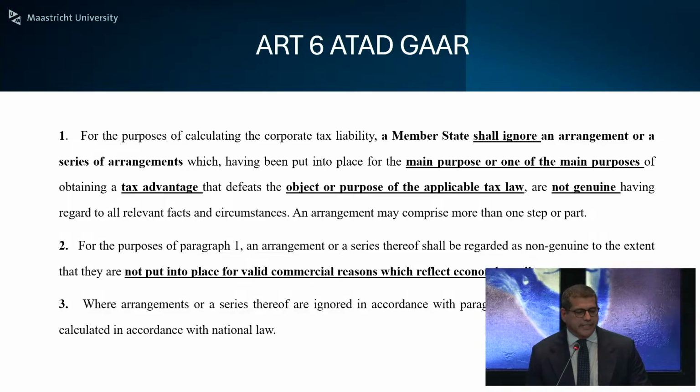Paragraph 2 gives content to the artificiality test that in paragraph 1 is defined as a non-genuine test, which provides as a characteristic for an arrangement to be considered as non-genuine the fact that it must be put in place for non-valid commercial reasons which reflect economic reality. Paragraph 3 relates to the consequence of a finding of abuse.